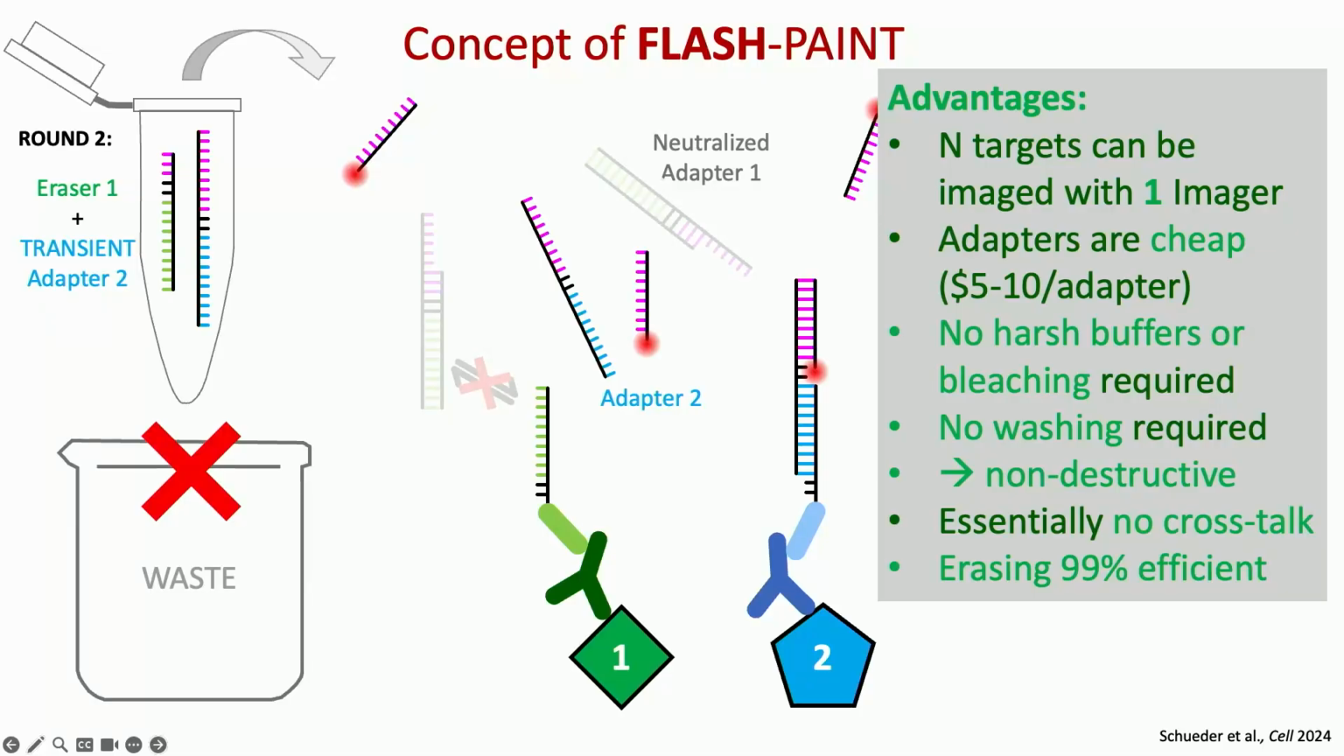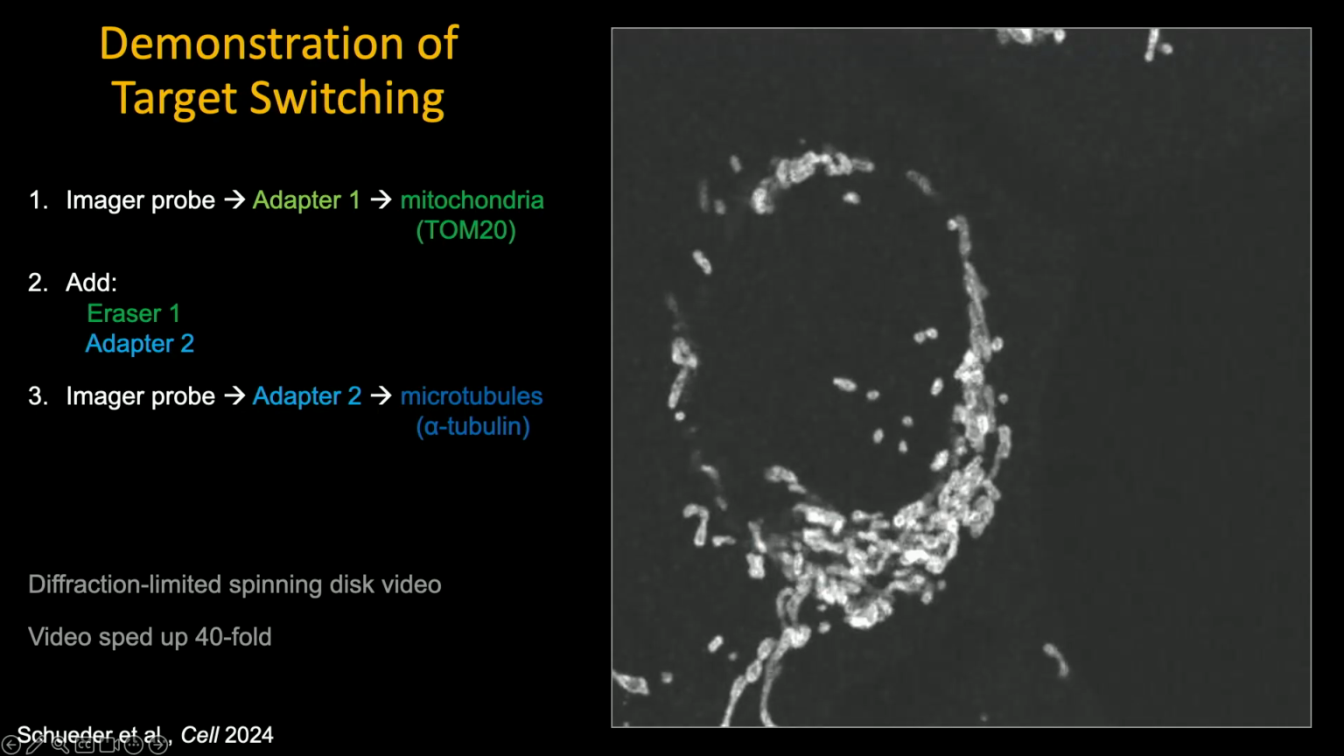So now you need to buy 100 adapters and 100 erasers, but can use one imager for 100 color imaging, and the adapters are cheap, right? There's no particle modification. It's the same things we buy as oligos every day for our molecular biology experiments. There's no washing required, no bleaching required, and the erasing works remarkably efficiently.